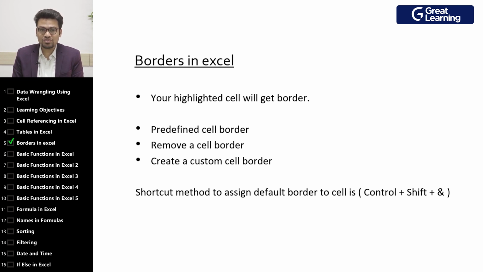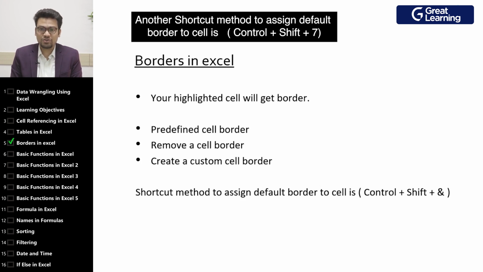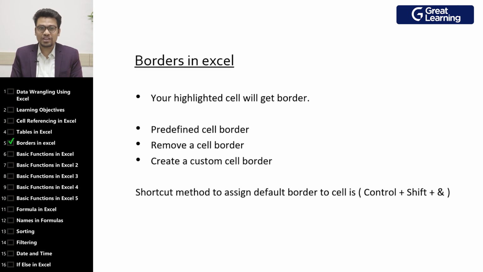By default the shortcut for this is Control Shift and 4 on your keyboard, but if you want to customize this, you can do that as well, because by default when you add borders, it is a very thin line around your cell. If you want to change it to a very thick line, or change the color of that border, you can do that as well. Also, if you want to remove it, you can do that by going to the ribbon.